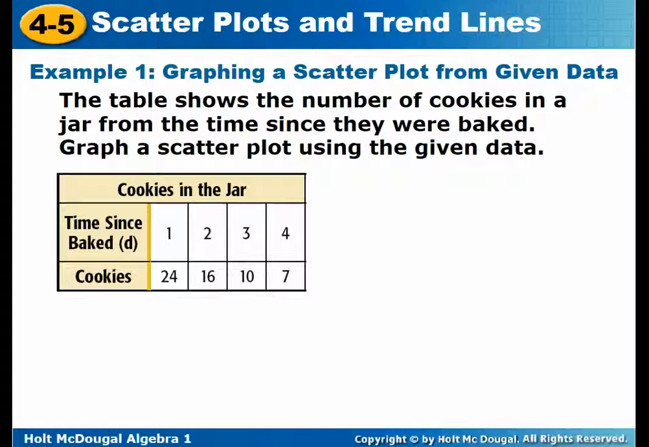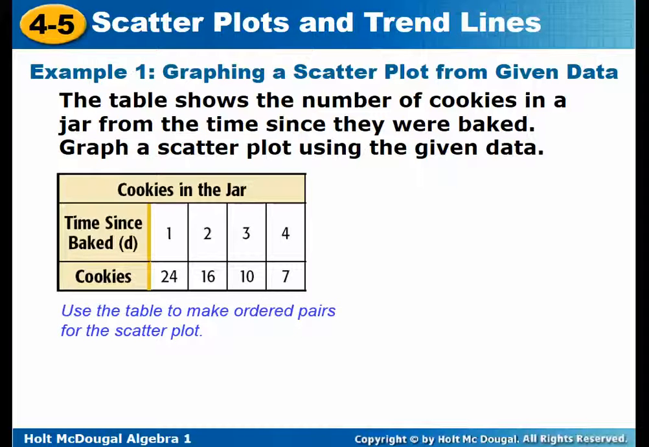Here's an example. If we are going to graph a scatter plot from given data, here is a table with the data in it. It's the number of cookies in a jar from the time since they were baked. So this is the number of days. On day 1, there was 24 cookies. On day 2, there was 16. On day 3, there was 10. On day 4, there was only 7.